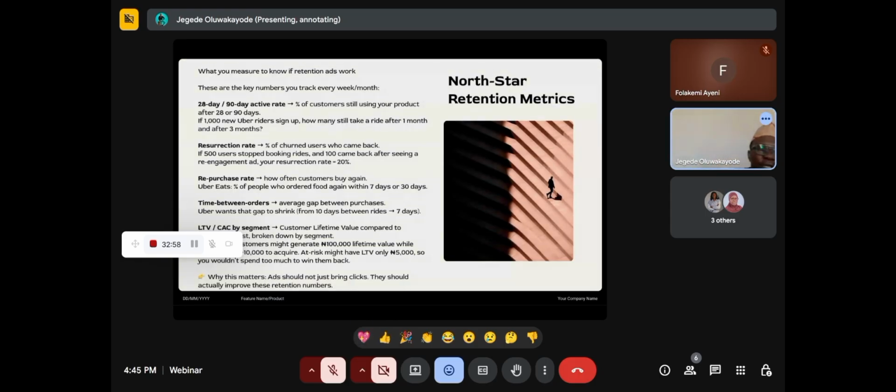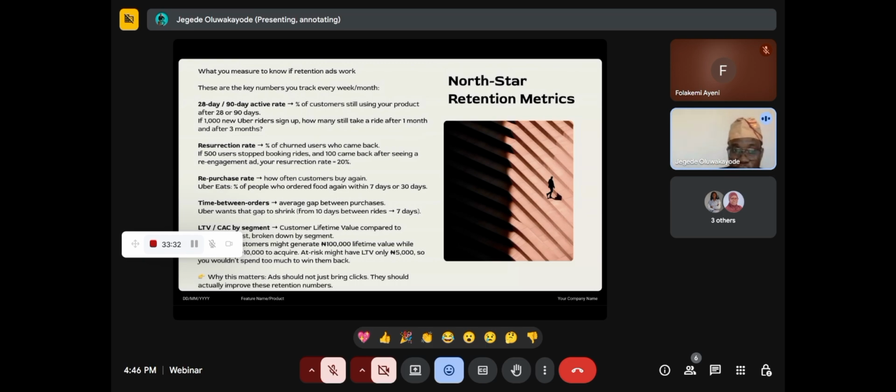So now, when you have segmented your users, you might then want to define what your North Star metric would be, right? And these are the things that I like to touch on. Number one is 28-day to 90-day activation rate, right? So if maybe 1,000 users have signed up on Uber, for instance, how many will still take a ride after the first month? That's 28 days, and how many will still take a ride after 3 months? So you want to know that. That's one of your metrics, right?